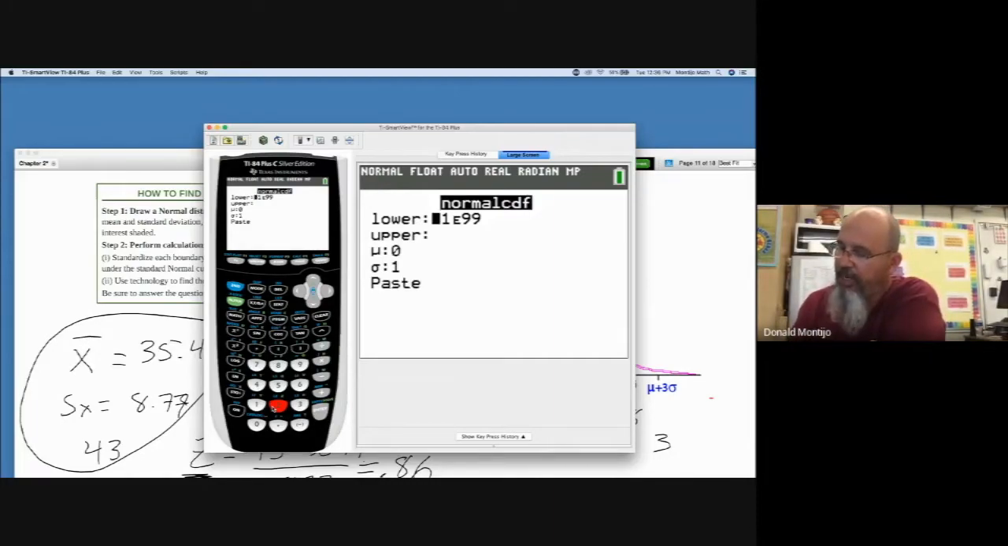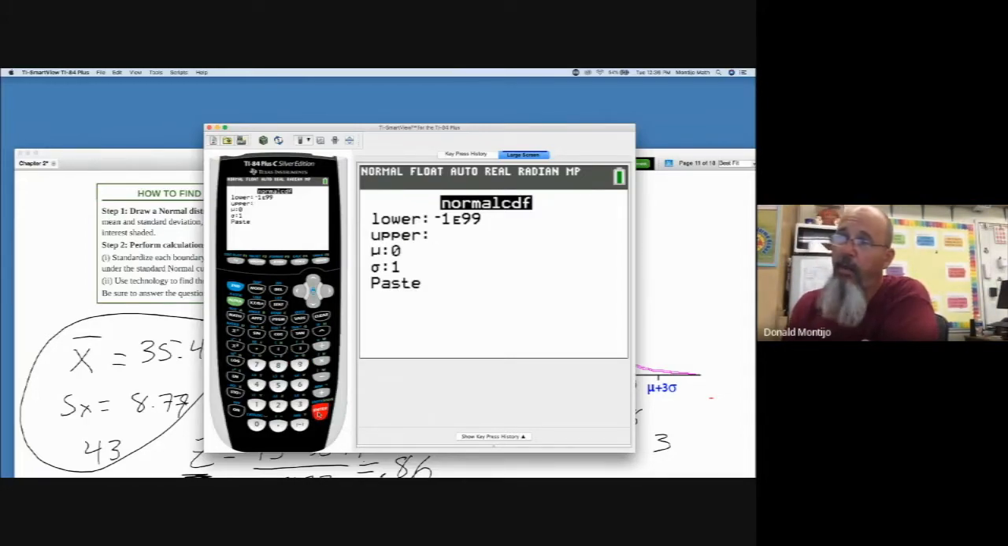So we're going to use -1 e to the 99th to represent negative infinity. So I want the area under the curve from negative infinity all the way up to my score, which was 43. Whoops. So how do we put in negative infinity? We don't want to use minus. We want to use the negative sign. -1 e 99. Don't put e to the power of 99, because then that's doing a power to a power. So my lower bound is -1 e to the 99th.